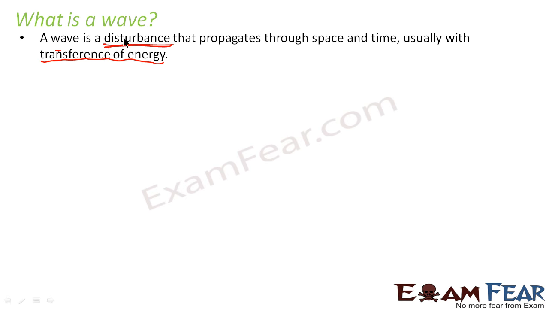So the first important term here is disturbance. The second important term here is propagates. What is a wave? It is nothing but a disturbance. What is a disturbance? It is nothing but interfering. How do you define disturbance, basically? Let us suppose life is going very smoothly and in the middle of it a trouble comes, and that trouble becomes a disturbance because it interferes with the smoothness of your life. Similarly, a wave is that disturbance which suddenly comes up, and then that disturbance propagates.